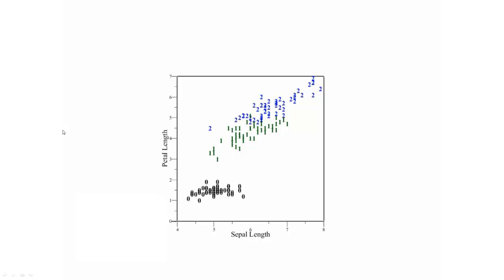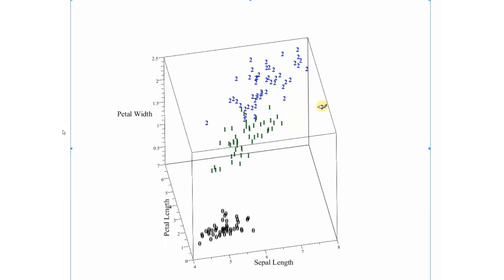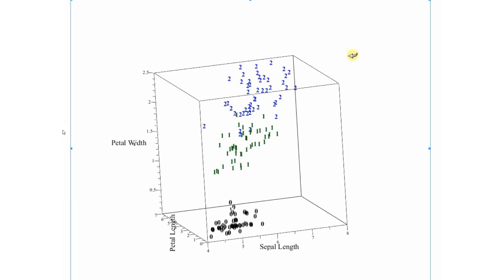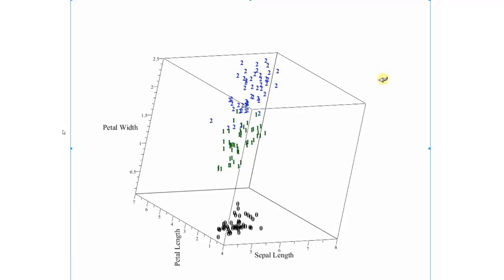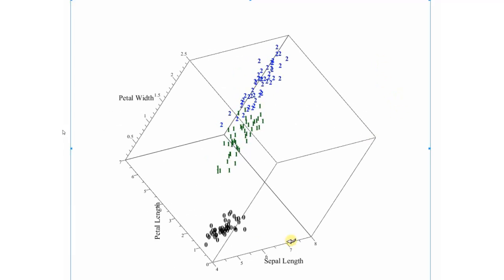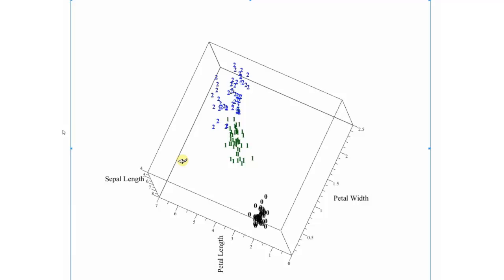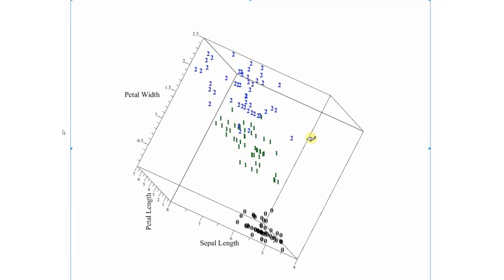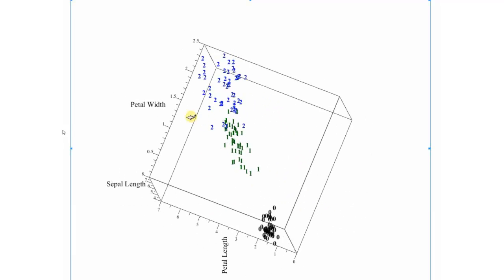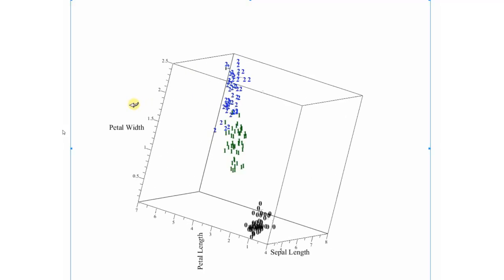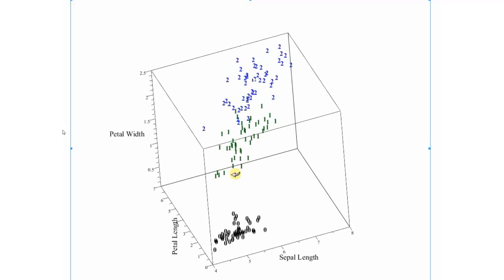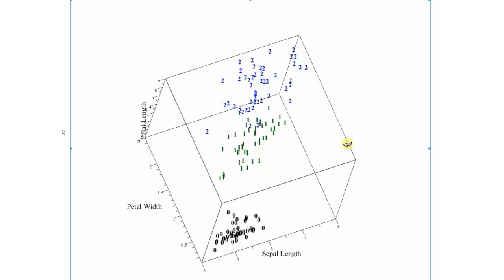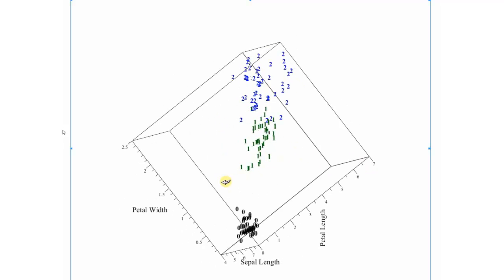So what happens if we rotate into one of the other factors? So let's put the petal width and petal length and sepal length all together. That gives us points in three-dimensional space, but we still can't separate the other two classes, the non-iris setosa classes, from each other. There still is no separating plane or hyperplane that we can use.